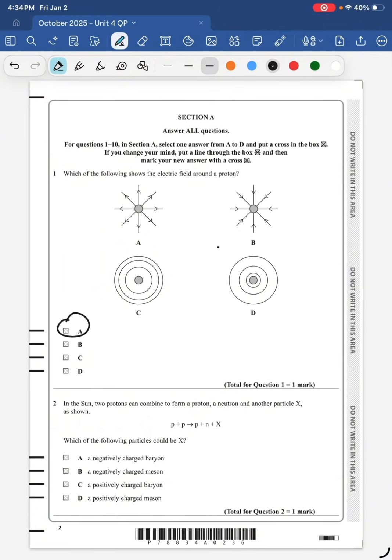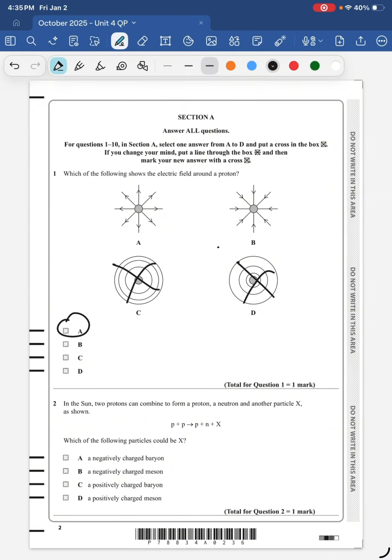So anyway, for 1, it's A. You can immediately eliminate C and D because these are equipotential surfaces. They have nothing to do with electric fields. So again, in section A, sometimes you can eliminate answers just by looking at what they state. So let's go to question number 2.